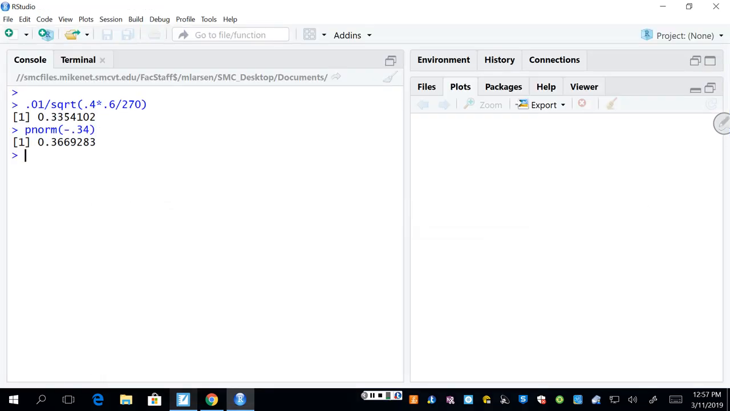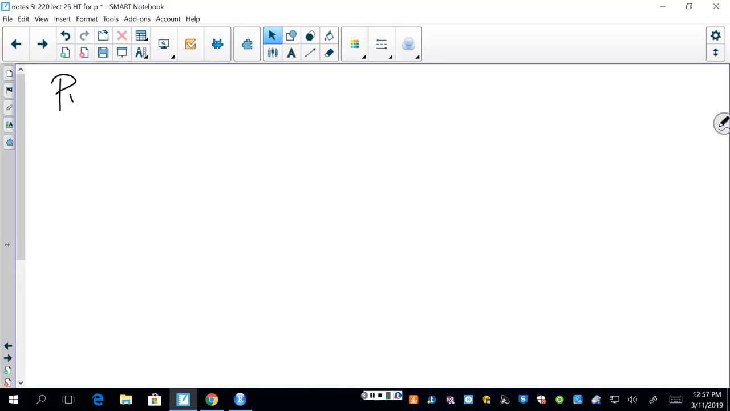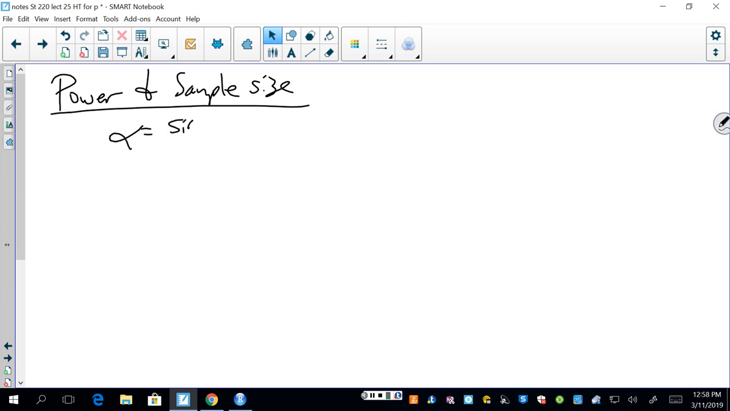Okay, power and sample size. So in doing tests and in planning things, we usually choose alpha, our significance level. It is the probability of a type 1 error, the probability we reject if the null hypothesis is true.